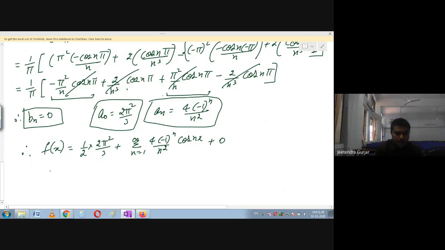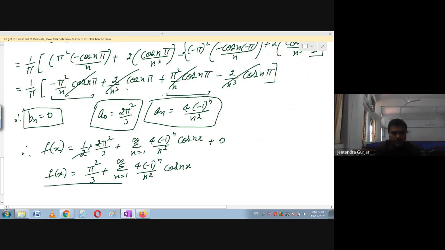So now I can simplify further. This is the function, you are going to get f of x from the Fourier series. 2 will get cancelled. So it is pi square upon 3 plus summation n 1 to infinity 4 minus 1 raised to n upon n square cos nx. So this is the function, students. So please remember this, very important. We have calculated it from the Fourier series.